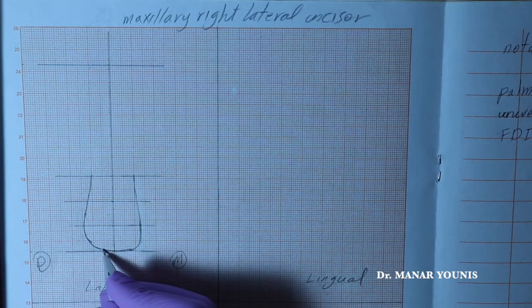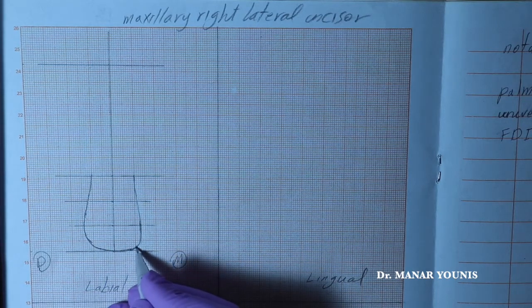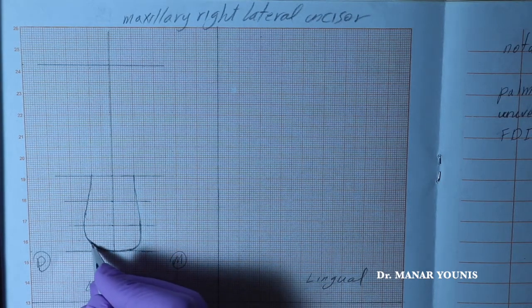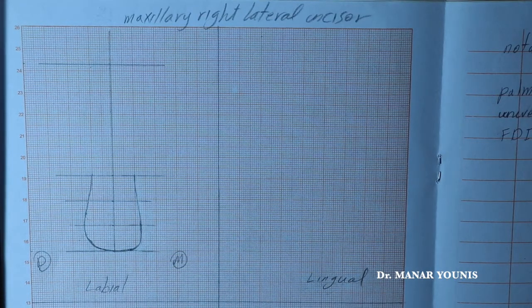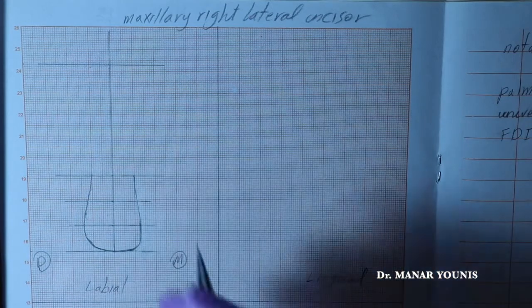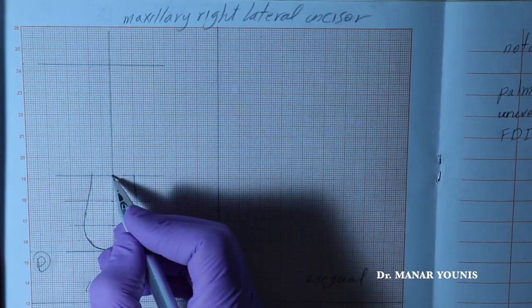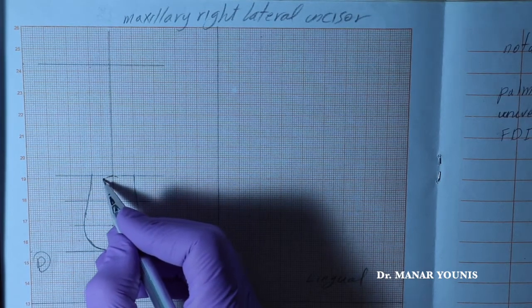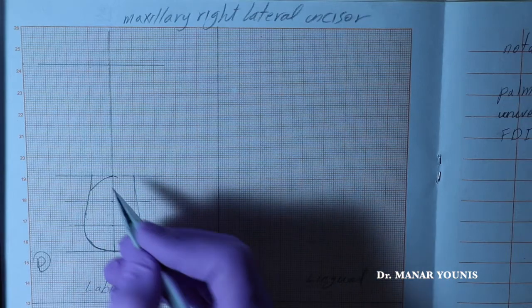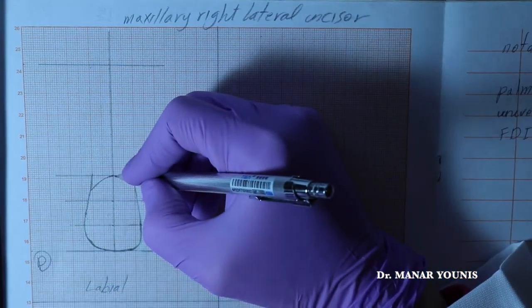So the incisal edge is slightly curved because of the more rounded mesio-incisal and distal incisal line angles. Then I will draw the cervical line. The crest is located at this reference line, at the cervical reference line. It is regularly or smoothly curved, like that of the central incisor.